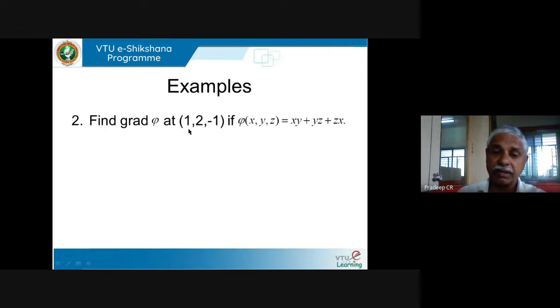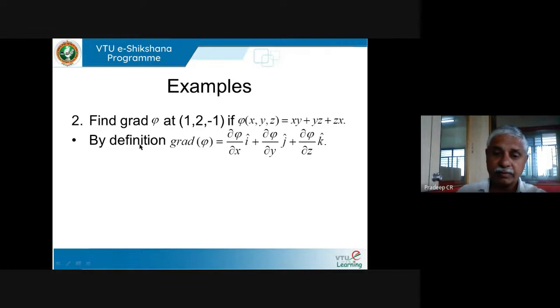Find grad phi at (1, 2, -1), if phi is given as xy plus yz plus zx. I want to find grad phi. By definition, grad phi is del phi by del x i cap plus del phi by del y j cap plus del phi by del z k cap. So I want to find the usual del phi by del x, del phi by del y, and del phi by del z.